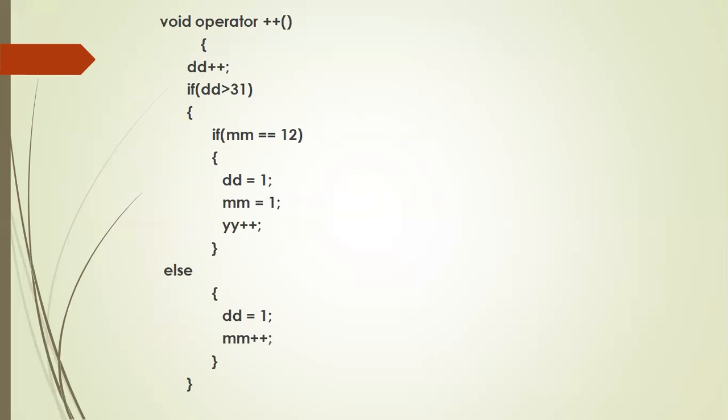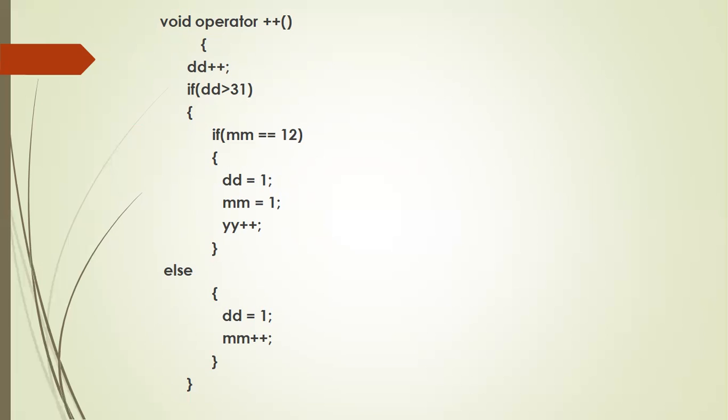This is how the operator function is written to overload the unary operator plus plus. First, you have to mention the return type. Here, the return type is void, because if the original date d equals 10/11/2020, the next date will be 11/11/2020. That will be stored in d itself. So we are not storing the result in any other variable, which means the return type is void.